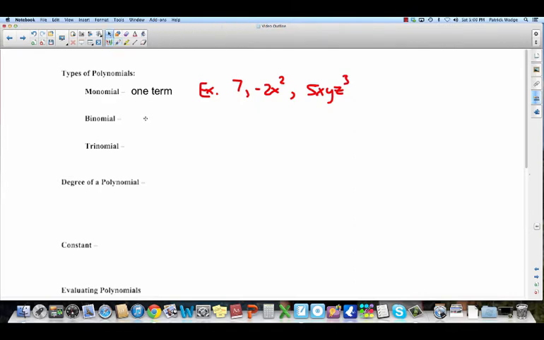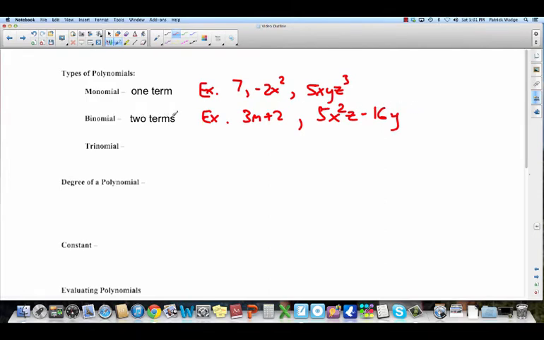Binomial. Well, you get the pattern. This is two terms. So that could be something like 3m plus 2, or 5x squared z minus 16y. These work. You'll notice that binomials, the terms are always separated by either a plus sign, this plus sign separating the two terms, or a minus sign, this minus sign separating the two terms. Trinomial. A trinomial, surprise, surprise, has 3 terms. So that could be something like 2x squared plus 8x minus 1. And again, the terms are separated by plus or minus signs, and you can see 1, 2, 3 terms.